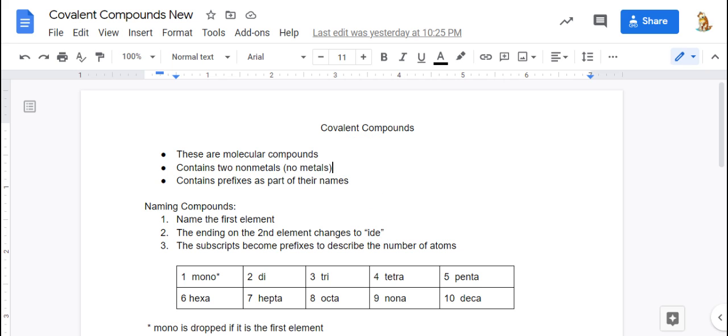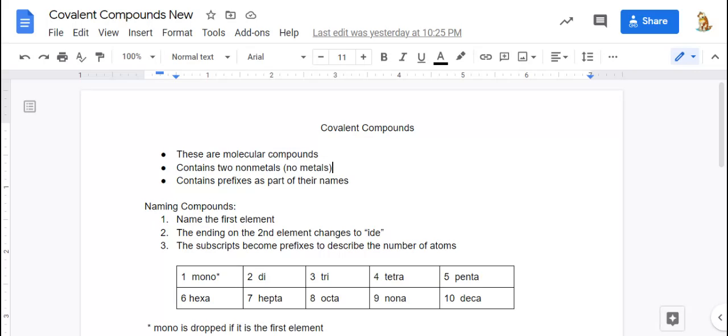Covalent compounds. So these are molecular compounds. They're covalently bonded atoms. These contain two nonmetals, absolutely no metals. So if you're scanning a formula to identify if it's ionic or covalent, no metals means covalent. And they contain prefixes as part of their names. So we'll deal with naming compounds first.